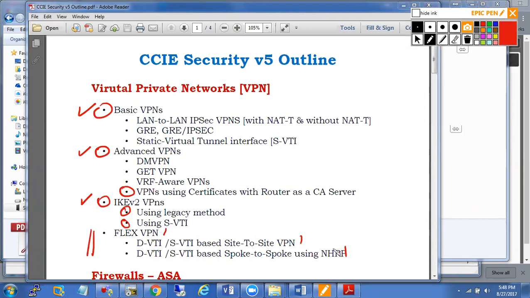All right. So the plan today is VPNs using certificates with the router as a CA server, IKE v2 VPNs using the legacy mechanism as well as the SVTI. First of all, before we get started, any questions about the VRF aware VPNs that we talked about yesterday? Specifically the VRF aware GET VPN. Any specific questions that you took a look at, that you think you are not comfortable with? Everybody good with that? You guys can hear me, right?